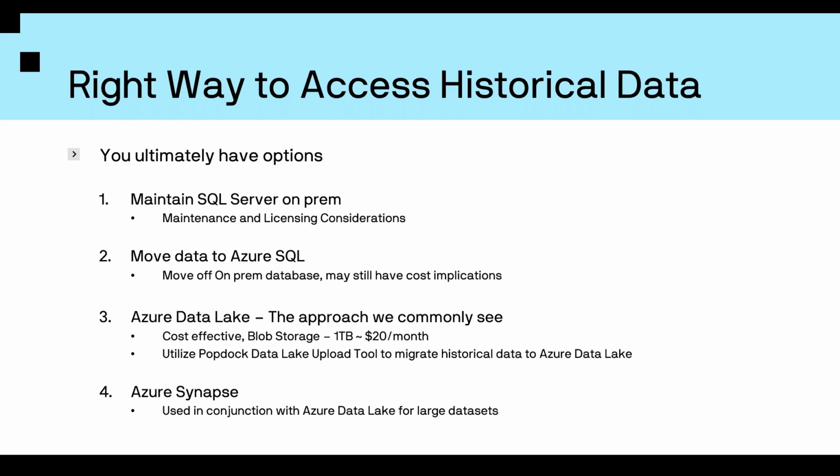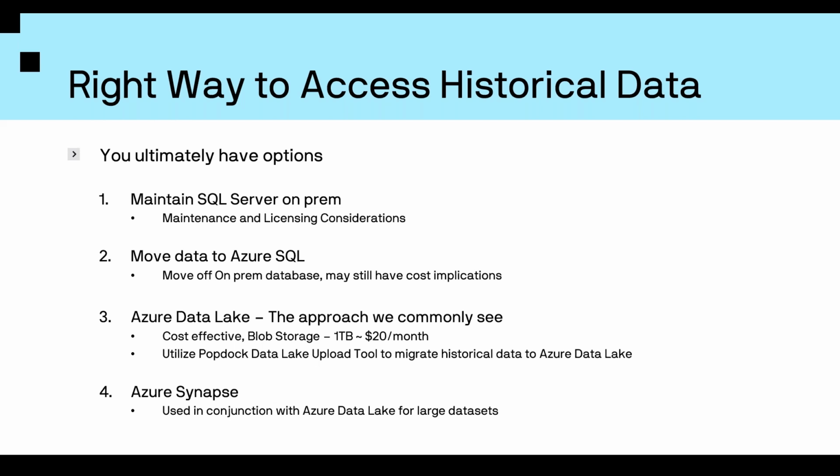One of them, if you are coming from an on-premise application, is continuing to maintain the SQL server that application is on. Now there are some maintenance and licensing considerations that come into play. Oftentimes we do see that people migrating to Business Central in the cloud don't want to continue maintaining that server, which brings us to a couple of the other options below. You can move that data to an Azure SQL instance. Obviously, it would move that data off your on-premise database. There still would be some cost implications with regards to that.